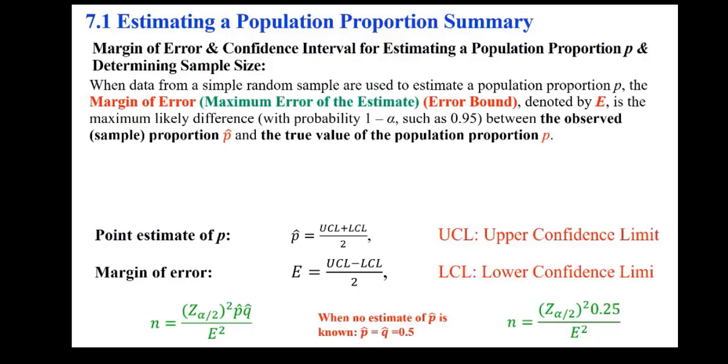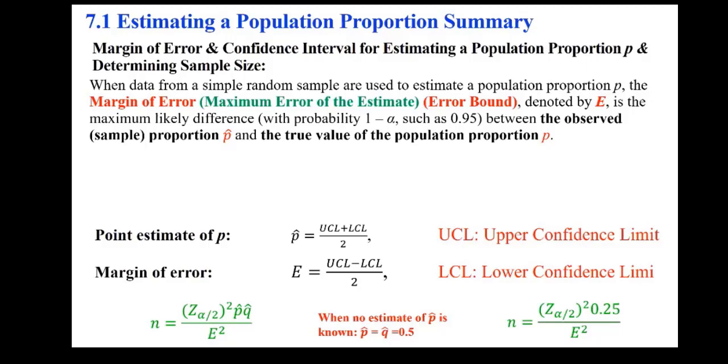When data from a simple random sample are used to estimate a population proportion P, the margin of error, maximum error of the estimate, also called the error bound, denoted by E, is the maximum likely difference with probability 1 minus alpha, such as 0.95, between the observed sample proportion P hat and the true value of the population proportion P. Depending on the text that you're studying, this is called a margin of error, maximum error of the estimate, or error bound. Those are different names that you can see.